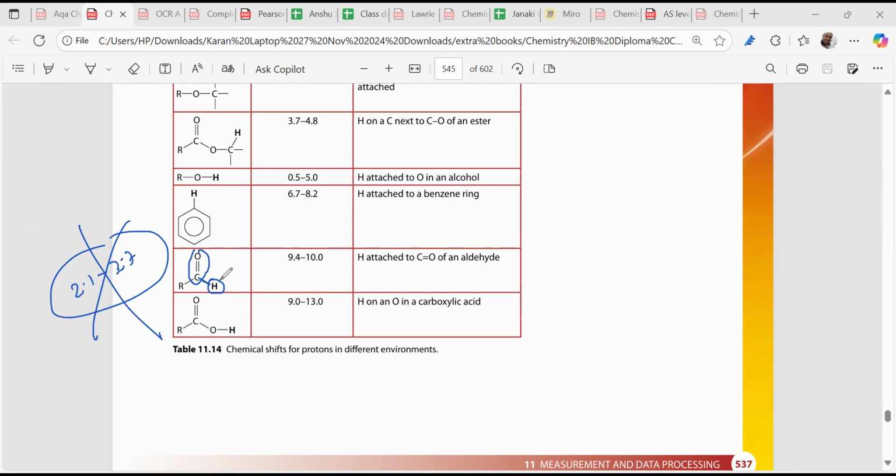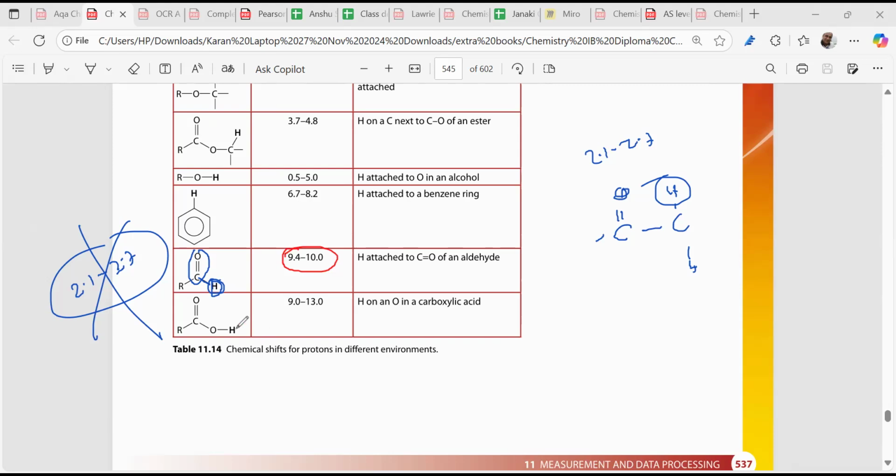The C double bond O influence will be where the carbon is connected next, with the hydrogen. There it will be influenced, 2.1 to 2.7. If the hydrogen is directly connected to the C double bond O, an aldehyde, you memorize this: it will be around 10.